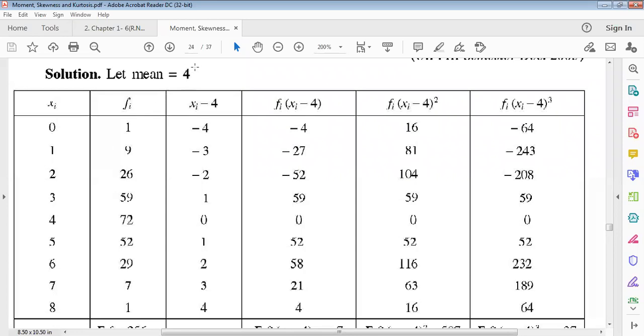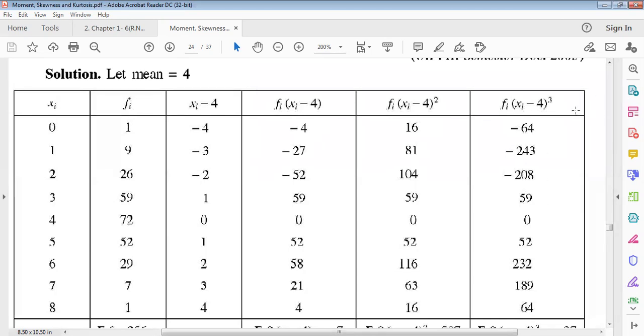So taking assumed mean 4, we can find this third column, xi minus 4. That means subtracting 4 from every xi. Okay, we get this. Now multiply this column with the frequency column. Then square the third column and multiply with the frequency column. Then take the cube of the third column individually, multiplied with the frequency column.